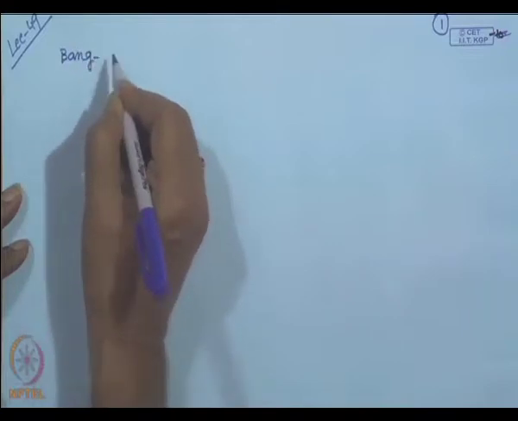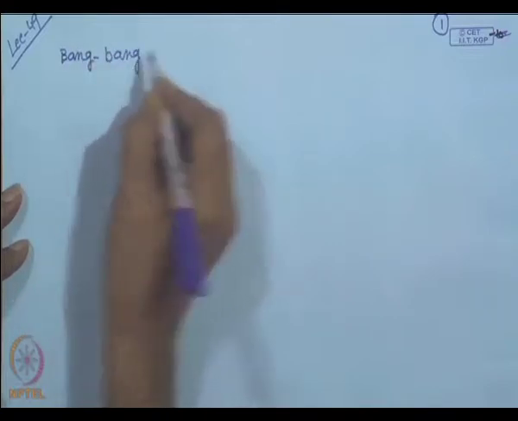Let us take one example, so that we drive the state from the initial state x of t 0, which is equal to x of 0, to the final state x of t f equal to 0 in a minimum time t f, by switching the control law between two states, either plus 1 or minus 1. That is called bang bang control.